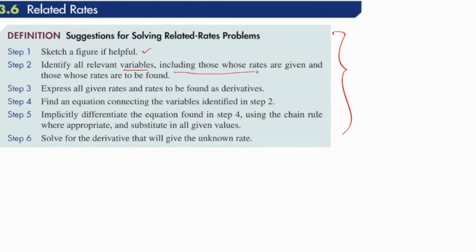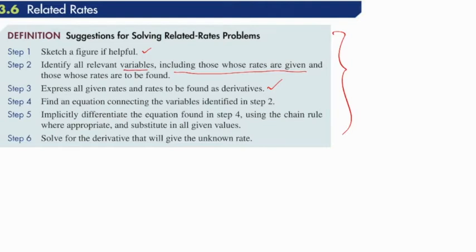We also included rates that were given, dx/dt and dy/dt, but we had to make sense of them. Moving down the wall is negative. Moving up the wall would be positive for dy/dt. And moving away from the wall was positive for dx/dt, but moving towards the wall would be negative for dx/dt. Third, it says express all the given rates and rates to be found as derivatives. We did that using d/dt.